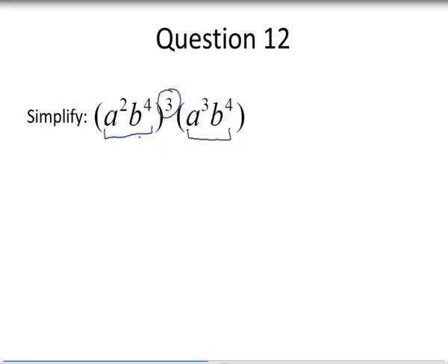That means that this whole entire parentheses is raised to the 3rd power. The base is a squared b to the 4th. And it just means that you have 3 of them being multiplied together. Now, there is a shortcut for this, but I'm writing them out so that you guys can see what's happening. Does anybody know what the shortcut is instead of writing them all out?